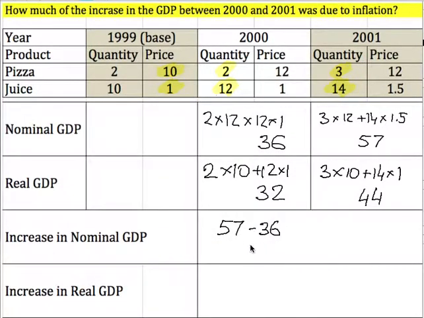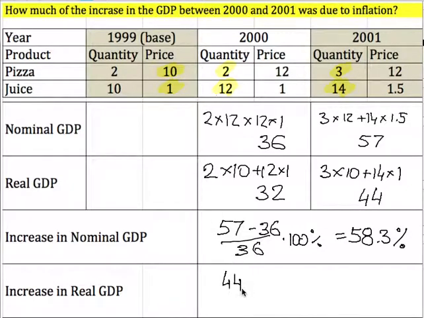57 minus 36 divided by 36 times 100%. This gives us 58.3%. Nominal GDP has increased by 58.3%. Now, how much of that increase was due to the increase in the quantities holding the prices constant? And for that, we need to look at the change in real GDP. 44 minus 32 divided by 32 times 100.